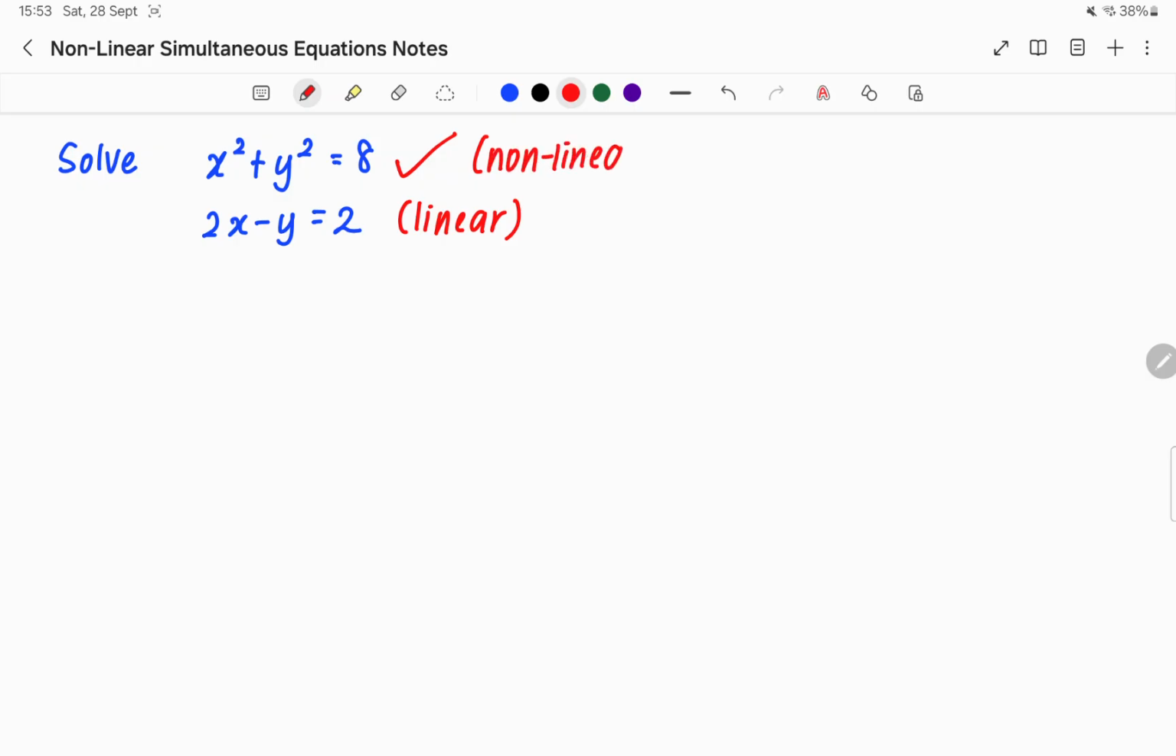Okay, so in order to do this, I must use substitution. I will look at this one, because it is easier to make x or y the subject of the equation for the second one. So with reference to that, I will make y the subject, because it seems like it's easier, right? We just shift this over. So we will get y equals 2x minus 2.